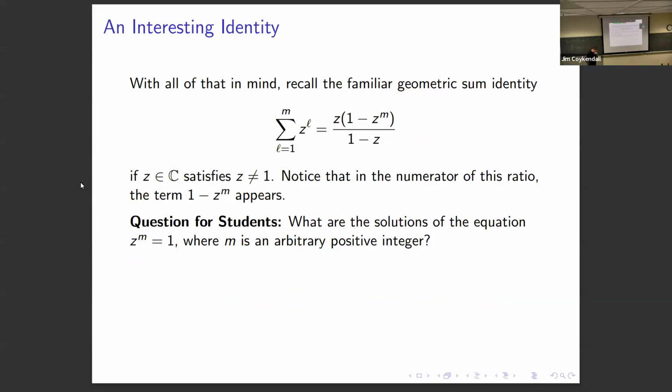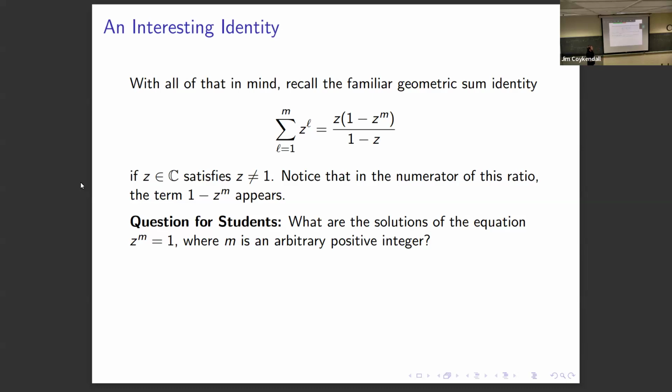Now, what we want to do though is we only want to sum over more restrictive sets of integers. Okay. So, in order to do that, we're going to go back to this familiar geometric sum identity that hopefully all of you know. So if I look at the sum from L equals 1 to M with C to the power L, as long as C is not equal to 1, I get this guy. If C is equal to 1, I'm just going to get M, right?